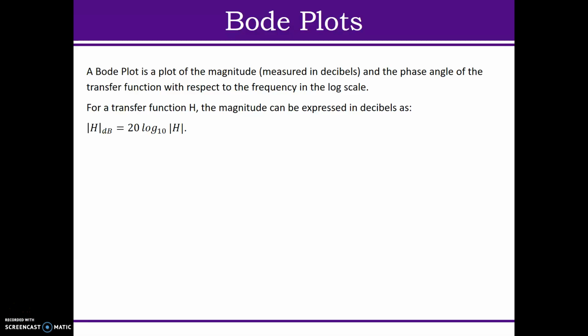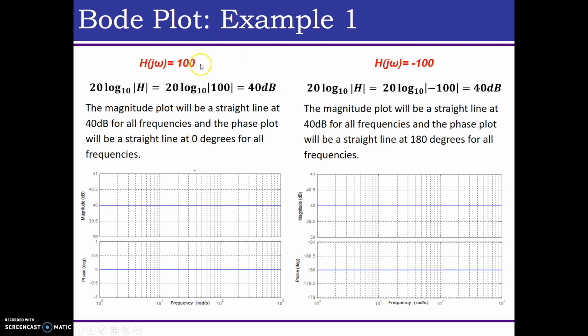Okay, welcome back. In the last video, we did a quick introduction of the Bode plots, and we looked at a couple of examples. Some of the examples that we looked at were basically Bode plot of two constants, 100 and negative 100. 100 we saw was a dB straight line through 40 with an angle of 0.